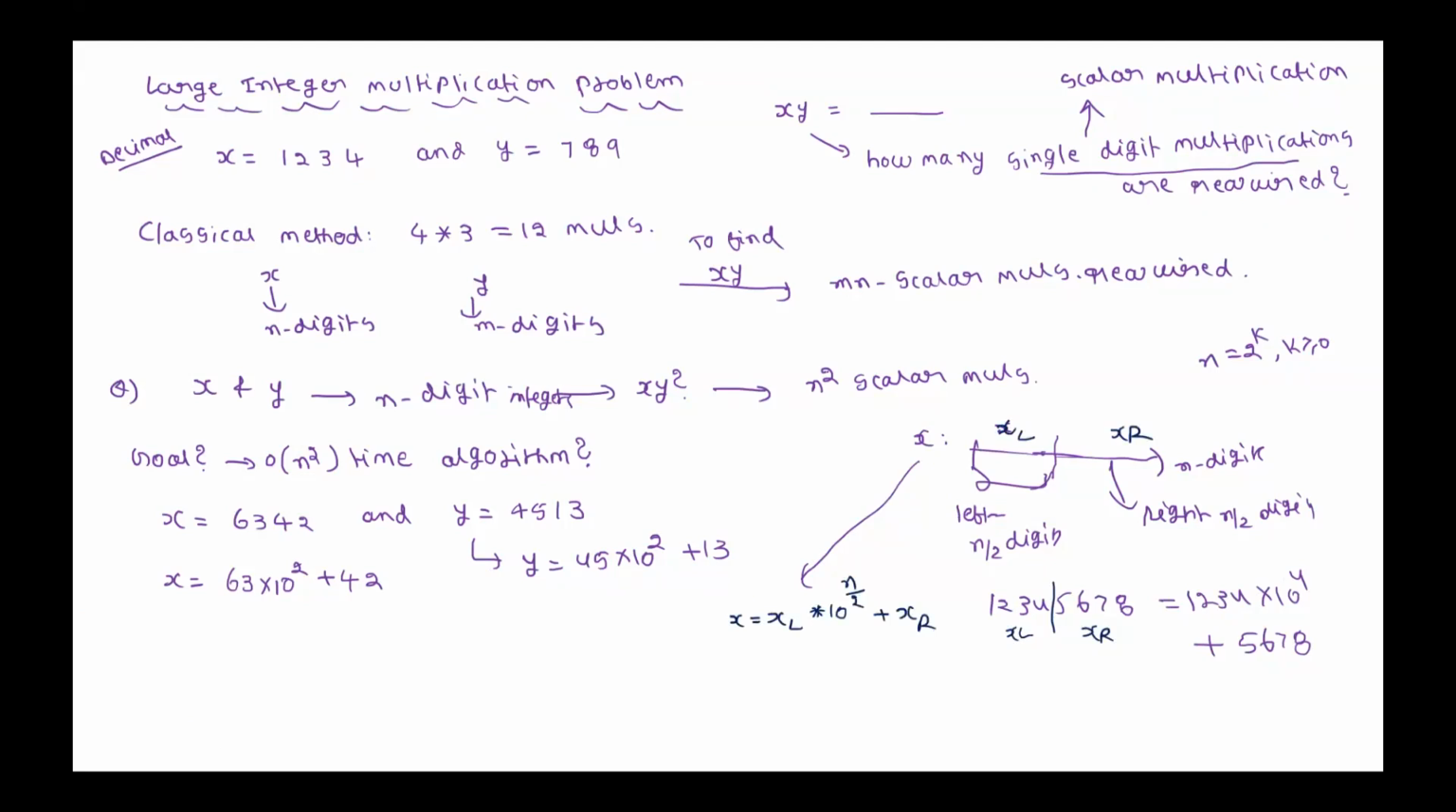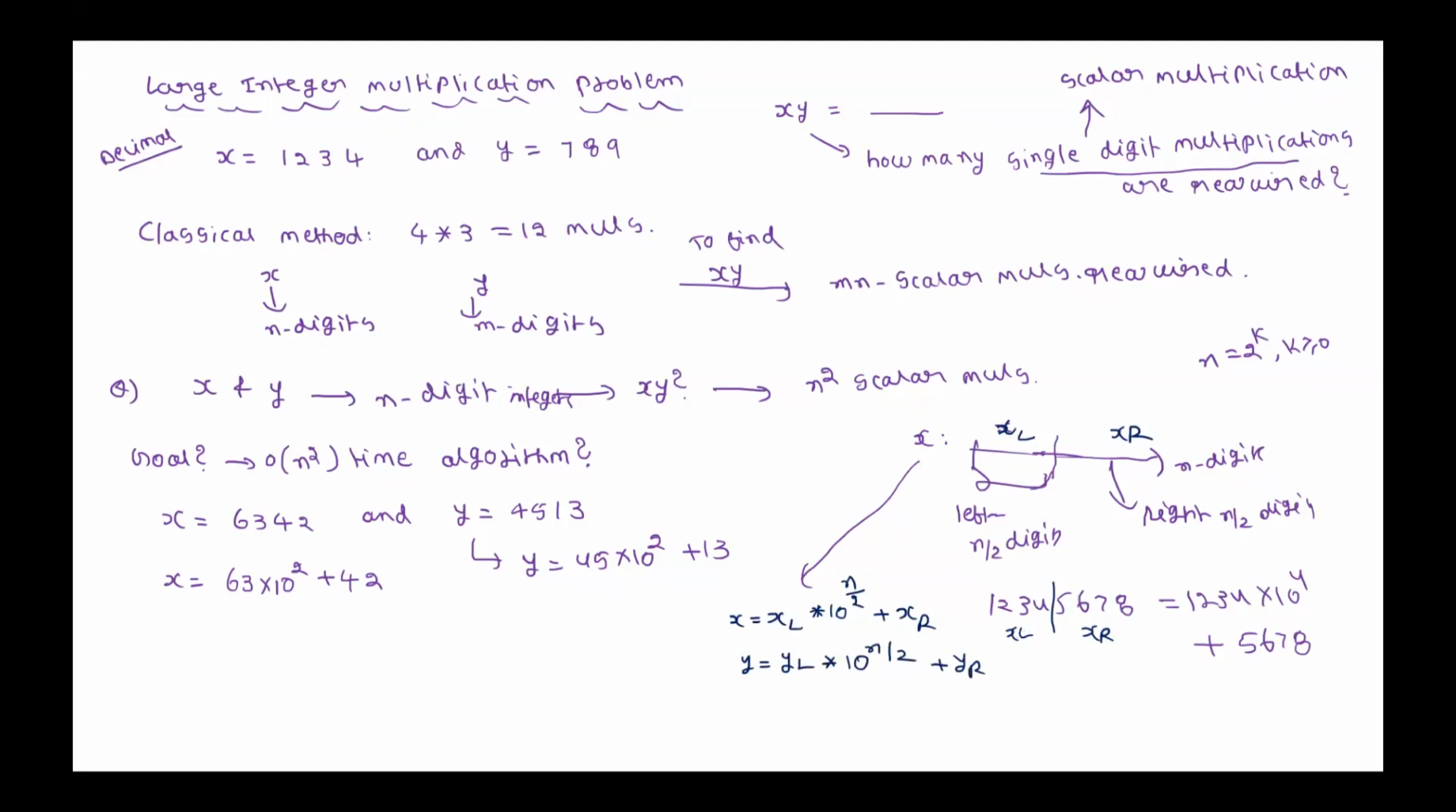Is that correct? Yes, sir. Similarly, Y can also be written as YL into 10 power n by 2 plus YR. What is XL? Leftmost n by 2 digits. What is XR? Rightmost n by 2 digits. Now we are assuming that n is always equal to 2 power k number of digits, so that both sides will get an equal number of digits.